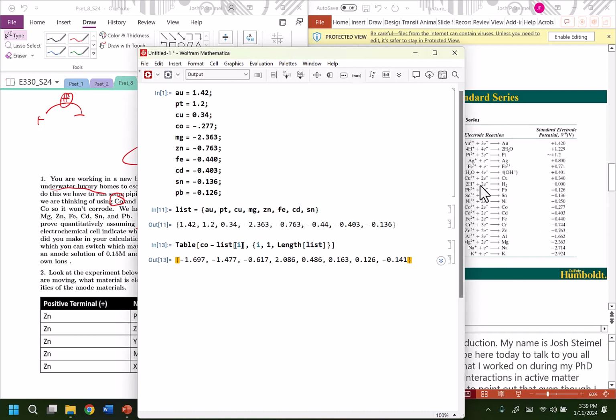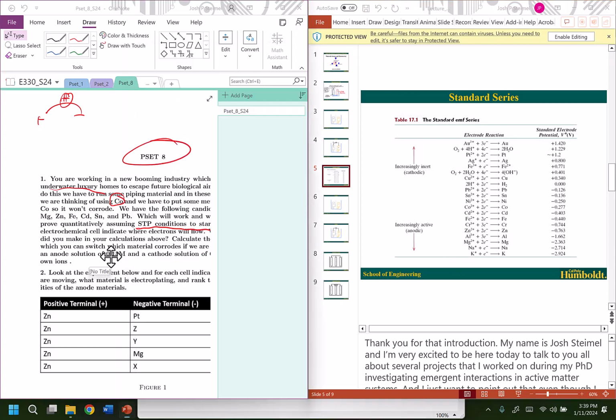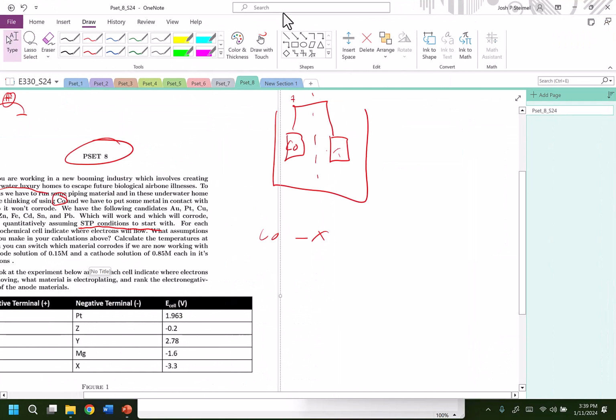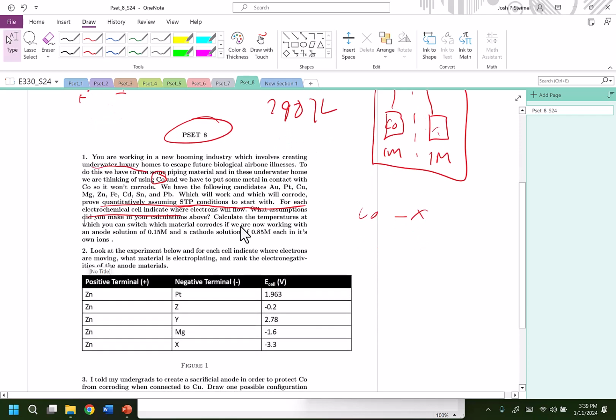Everything above cobalt is going to be more noble and more cathodic, so it will corrode for anything above here. Below, it will not corrode. Our standard temperature and pressure conditions are going to be 1 atm pressure, 298 Kelvin, and a 1 molar solution of each of our cathodes and anodes. Now, calculate the temperatures where you can switch which material corrodes if we're working with an anode solution of this and a cathode solution of this in its own ions.